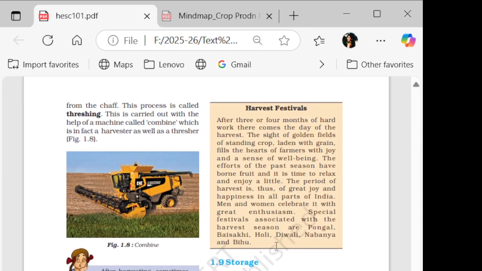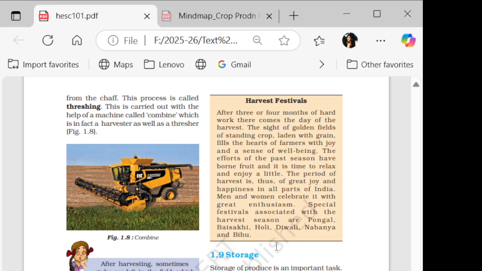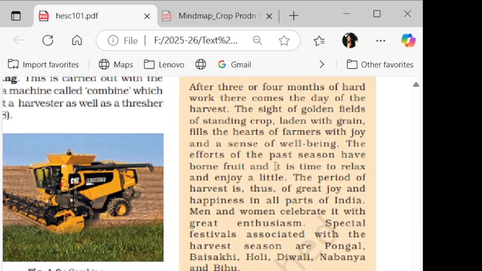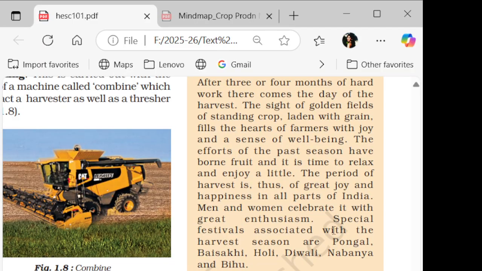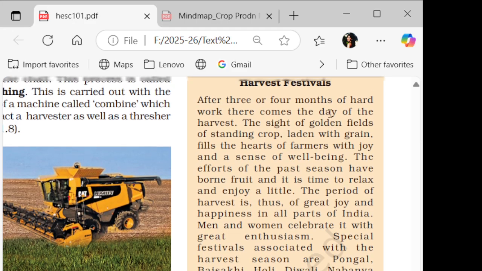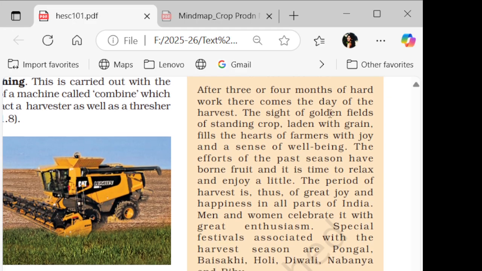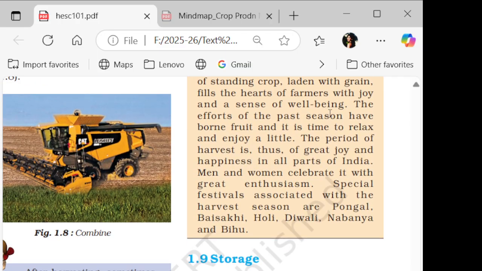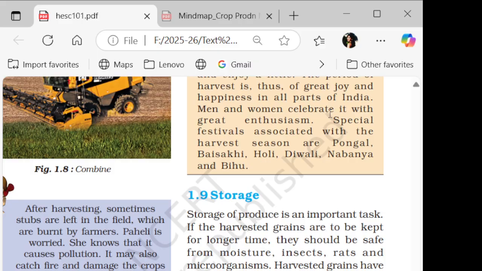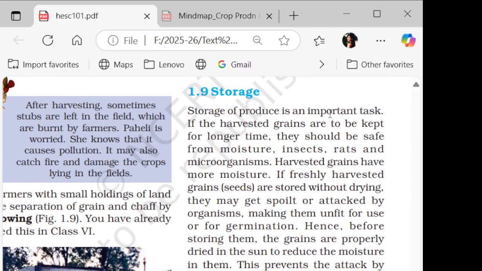See, there is a box given to you where some information about harvest festivals is given. Now there are some very important harvest festivals in India, and they are Pongal, Baisakhi, Holi, Diwali, Nabanya and Bihu. And people have been celebrating all these harvest festivals in our country, and you know about them very well. You must have heard about all of those.